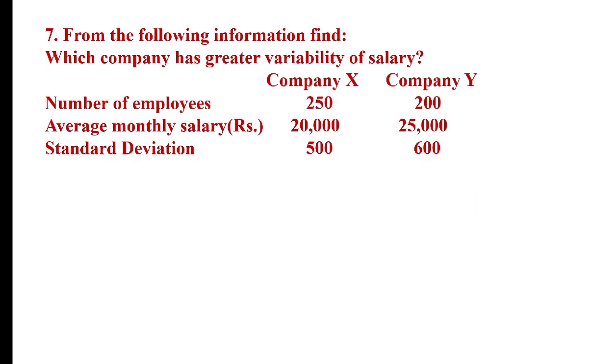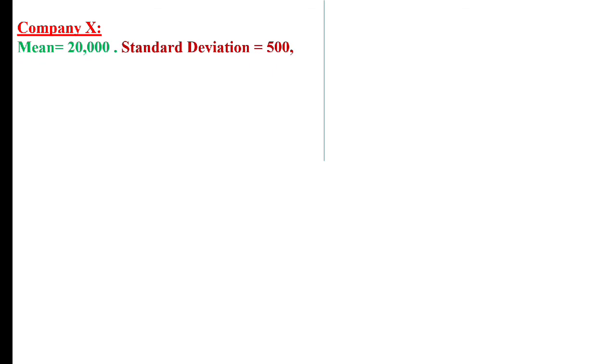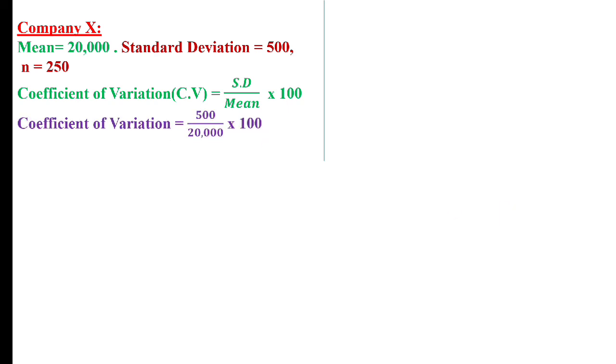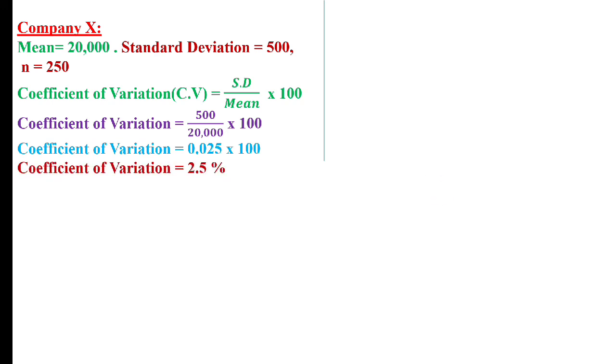Now another problem will be considered. Here the number of employees, average monthly salary, that is the mean, and standard deviation are given. Then we need to find which company has greater variability of salary. So here again, company X, mean value 20,000, standard deviation 500, n equals 250. The coefficient of variation formula will be written: 500 divided by 20,000 into 100, 0.025 into 100, 2.5 percentage for company X.